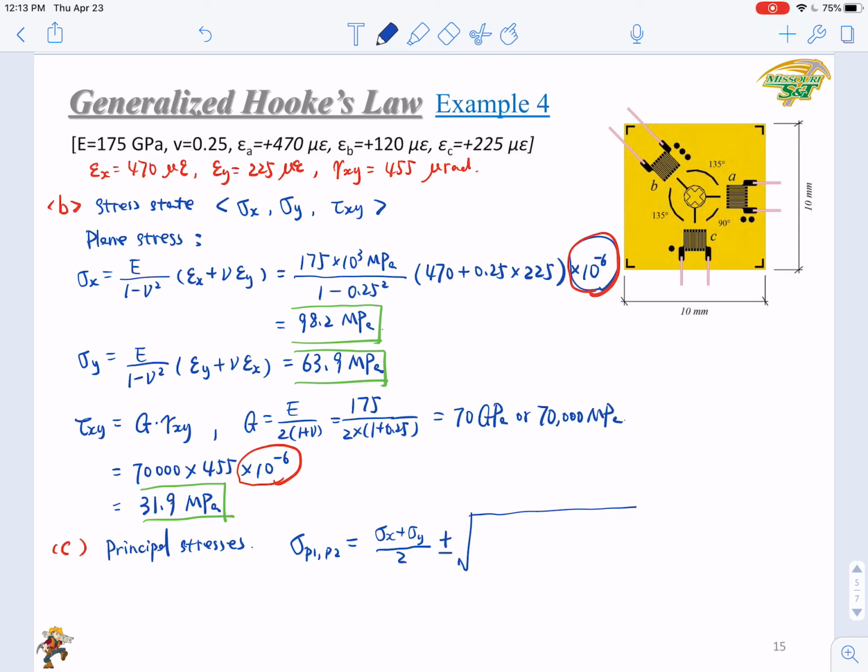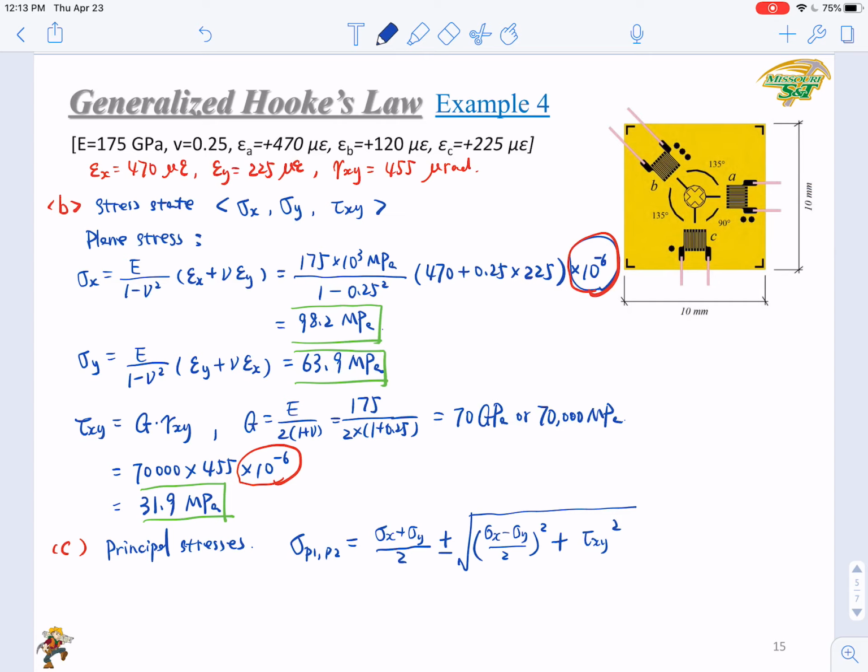So the r is sigma x minus sigma y over 2. I'm not looking at any equation now, I'm just thinking about the Mohr circle. You can also do it this way to enhance your understanding of the Mohr circle. It's sigma x minus sigma y over 2 squared plus, try to recall the height of that triangle. The height will be the tau xy, so tau xy squared.